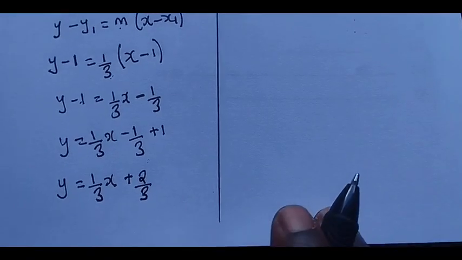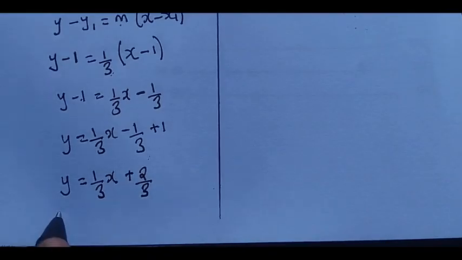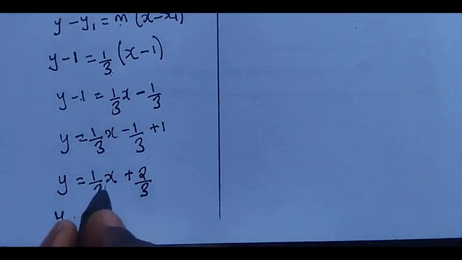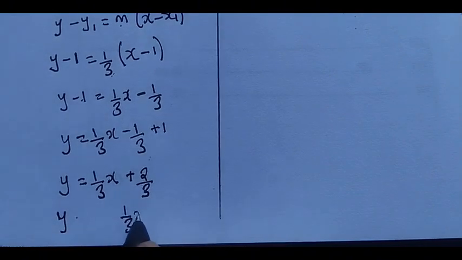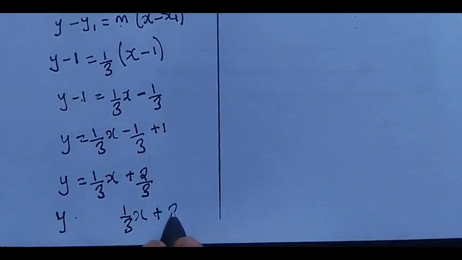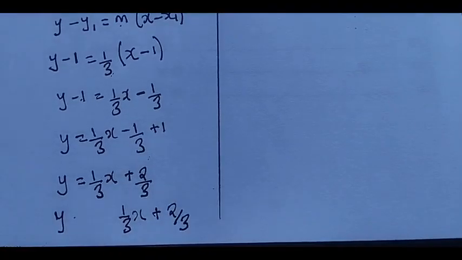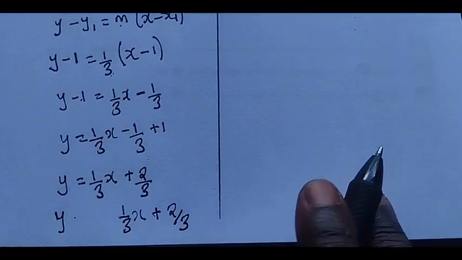Alright, so we have not yet answered our question fully. So what we do is we need to use the inequality sign. So we say y, we leave space here. This is an equation now. I want to leave it as an inequality with a symbol. 1 over 3x plus 2 over 3. So what inequality sign are we going to put?